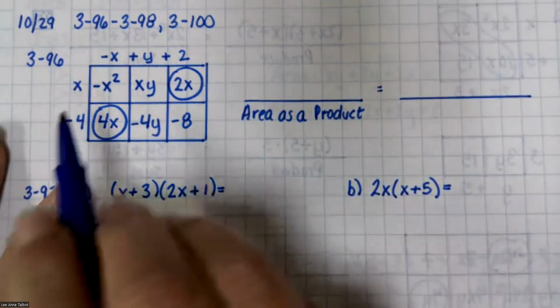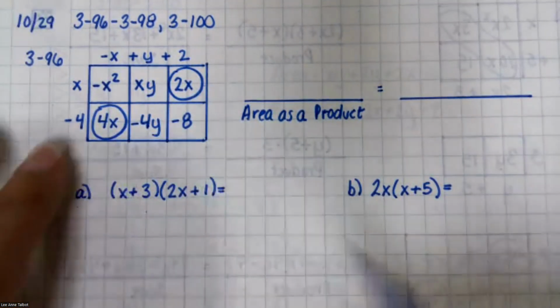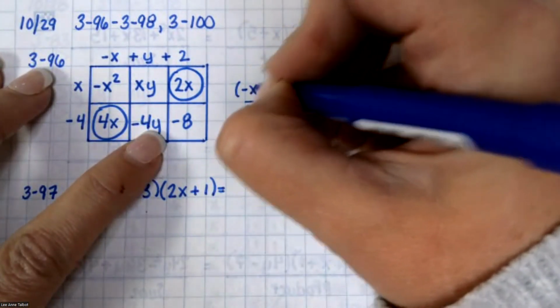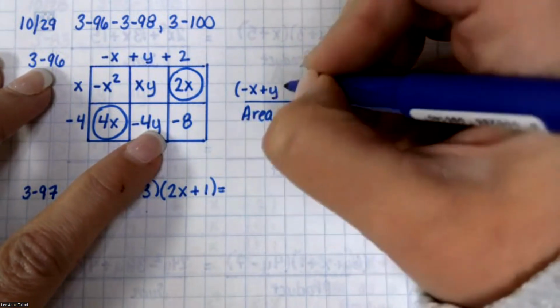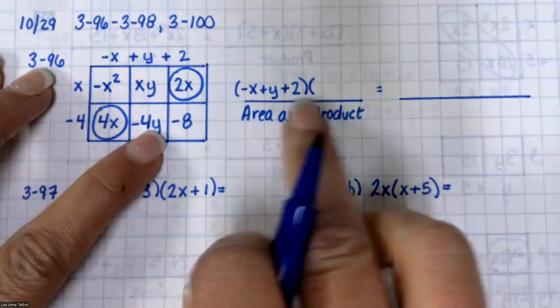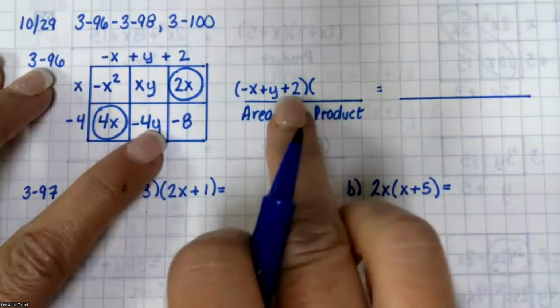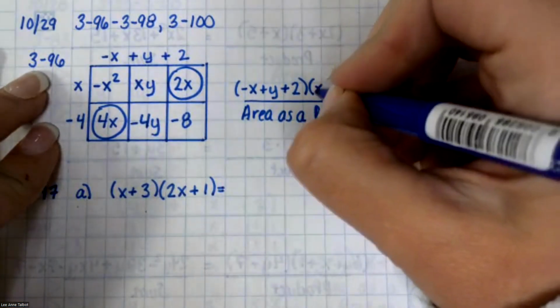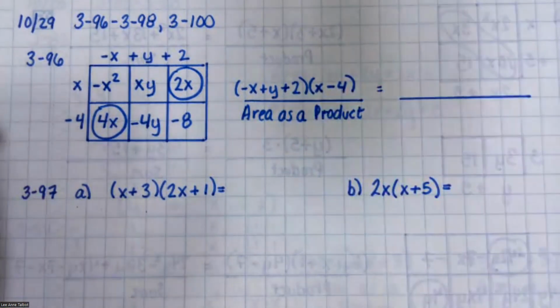The area as a product is just the length times the width, and you can write it any way you want. Negative x plus y plus 2. And then just put your parentheses right next to each other because that means times. Product is times x minus 4.